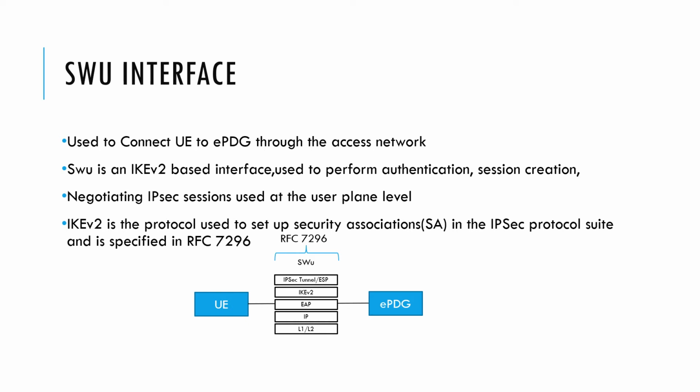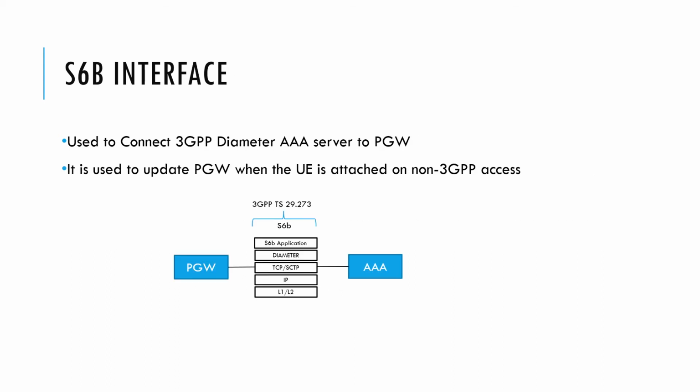Then as far as the protocol stack is concerned, at the top layer we have the IPsec tunnel and the ESP. Below that we have the IKEv2 protocol. Then we have the EAP, which is the Extensible Authentication Protocol. Then we have IP, and then the final layer is the L1 L2 layer. The specifications for the IPsec tunnel or the IKEv2 protocol are present in RFC 7296. This is all about the SWu interface.